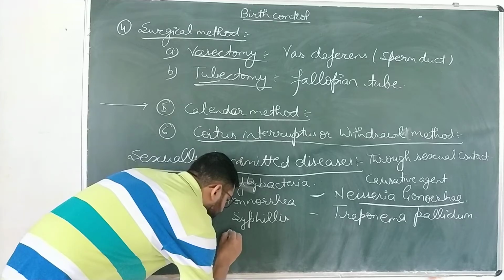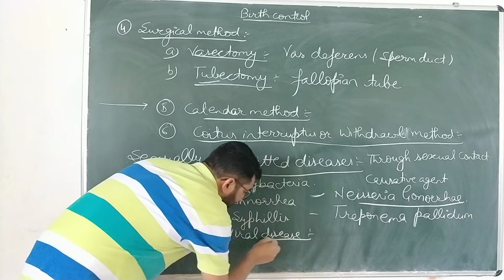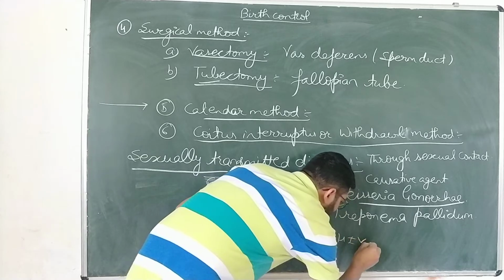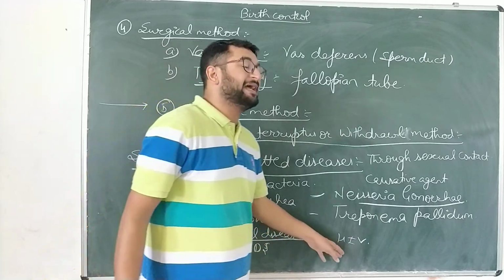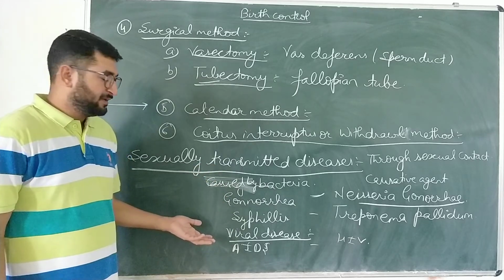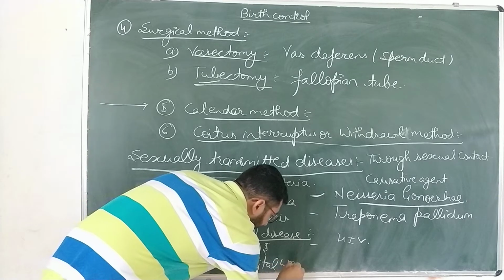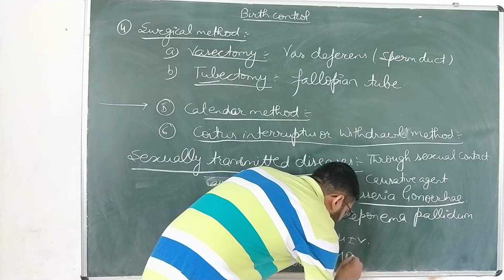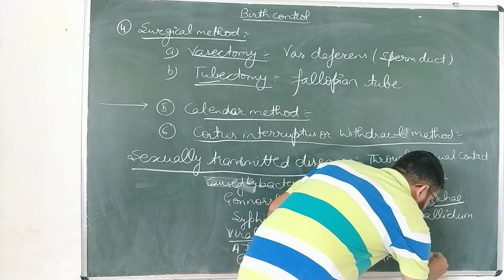Other than this, there are certain diseases which can be caused by viruses. First one is AIDS, caused by HIV. Acquired immunodeficiency syndrome, which is caused by HIV, human immunodeficiency virus. Next is genital warts, that usually occur in females. Genital warts occur due to a virus named HPV, human papilloma virus.